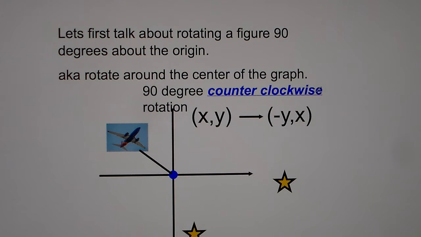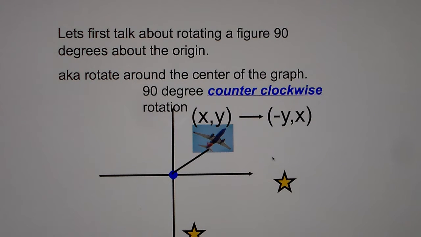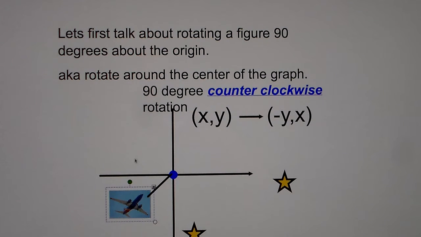Alright, let's talk about rotating a figure 90 degrees about the origin. So aka rotate around the center of the graph. So the center, right there, that blue point is our center of rotation. We have our airplane. This airplane's going to be spinning around. If we wanted to rotate it 90 degrees, so going from here to over here, I accidentally did clockwise. I meant to do counterclockwise, so going from here down to here. A counterclockwise rotation of 90 degrees.